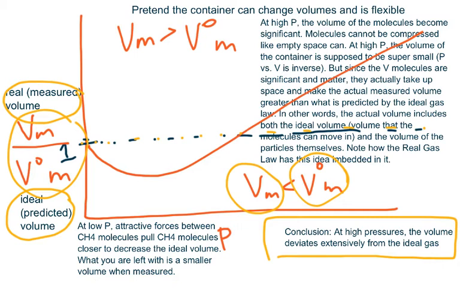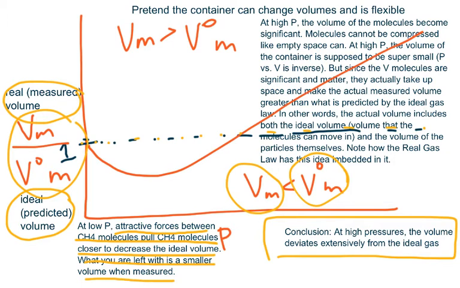And let's now figure out why at this part, the real volume is less than the ideal volume predicted by the ideal gas law. At low pressures, attractive forces between methane molecules pull methane molecules closer to decrease the ideal volume. What you are left with is a smaller volume when measured.